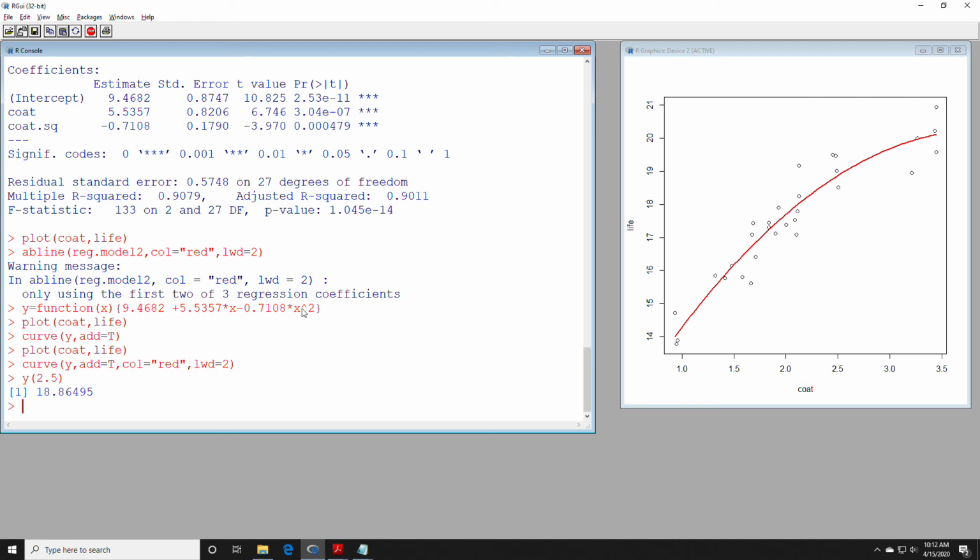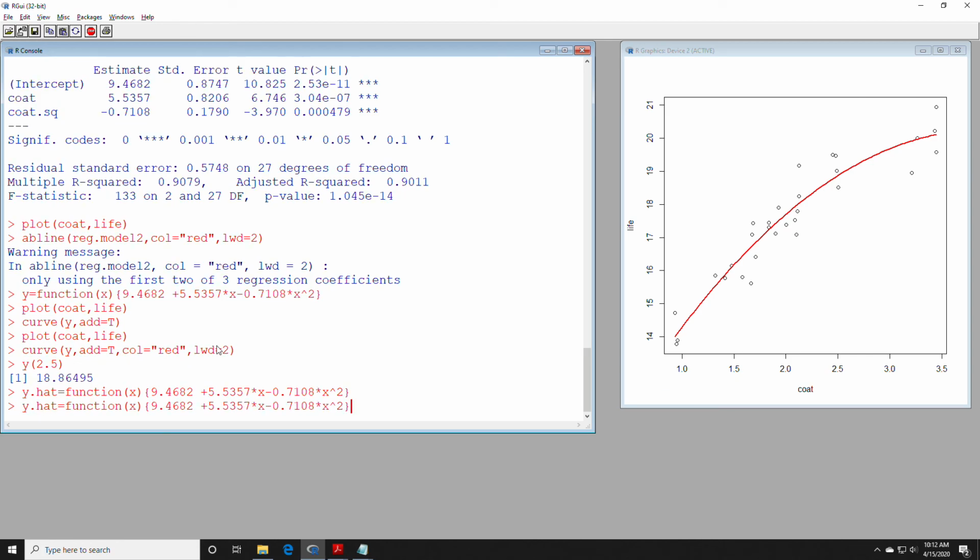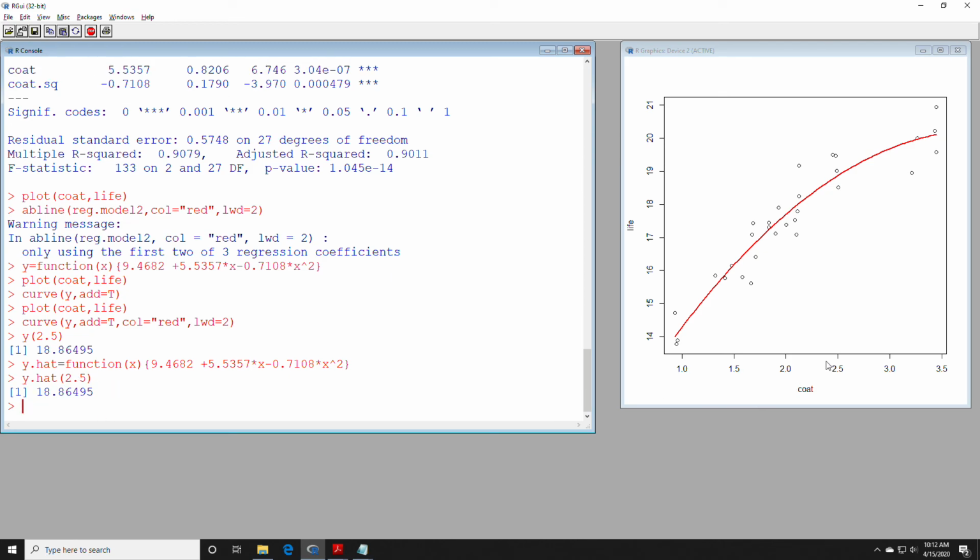Because this gives me my y hats, my fitted values. So that might actually be something to potentially do. Just to be clear, this is our fitted regression equation. Now if I want the prediction of my regression model for 2.5, all I have to do is put y dot hat, whatever I called it, put 2.5, and it spits out the number. Again, we said it should have been about 19, and that's exactly what it is, 18.86, etc. So that's a way that you could also get those fitted values easily.